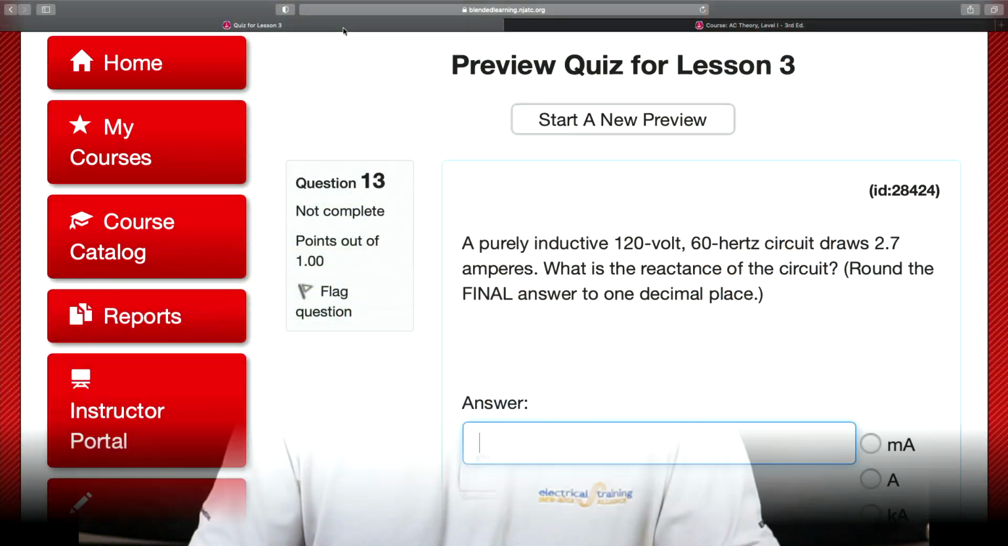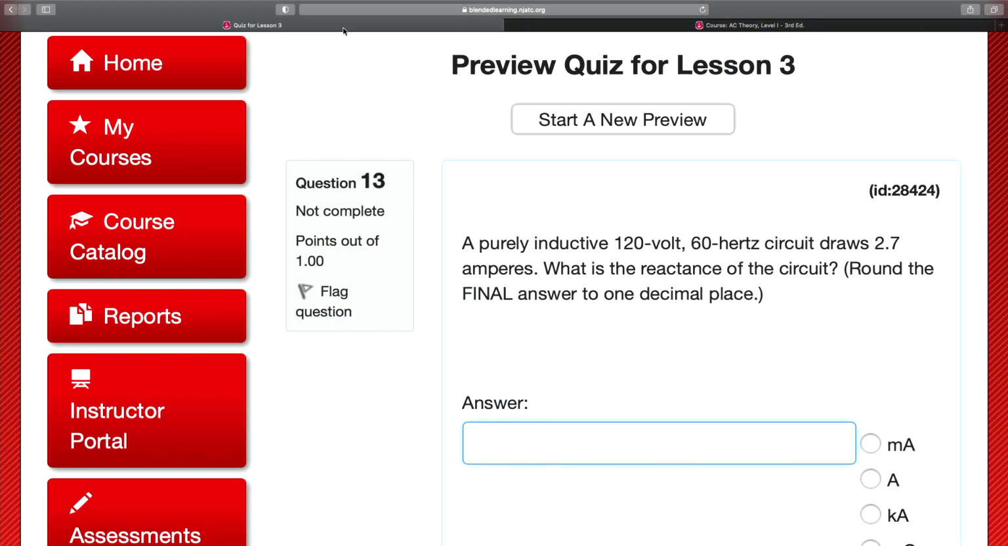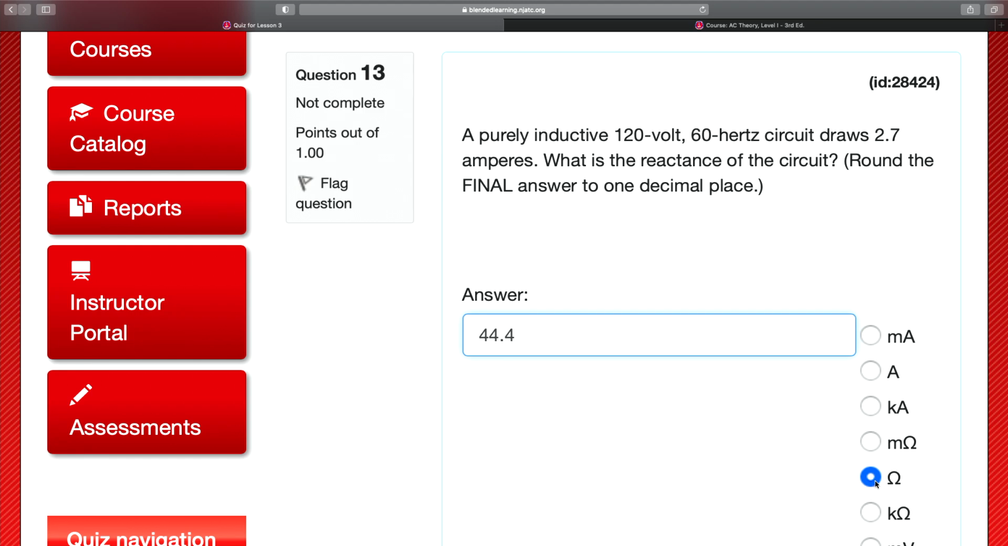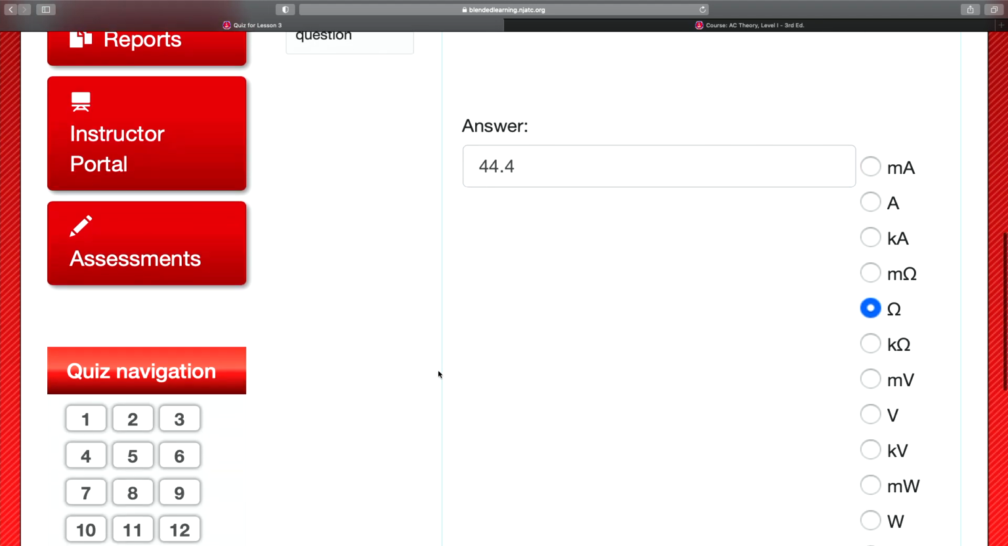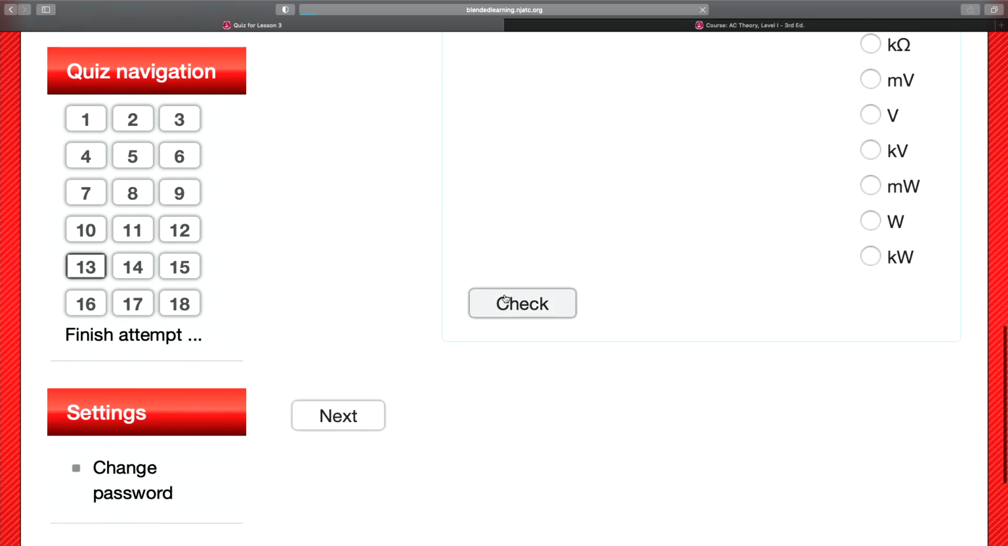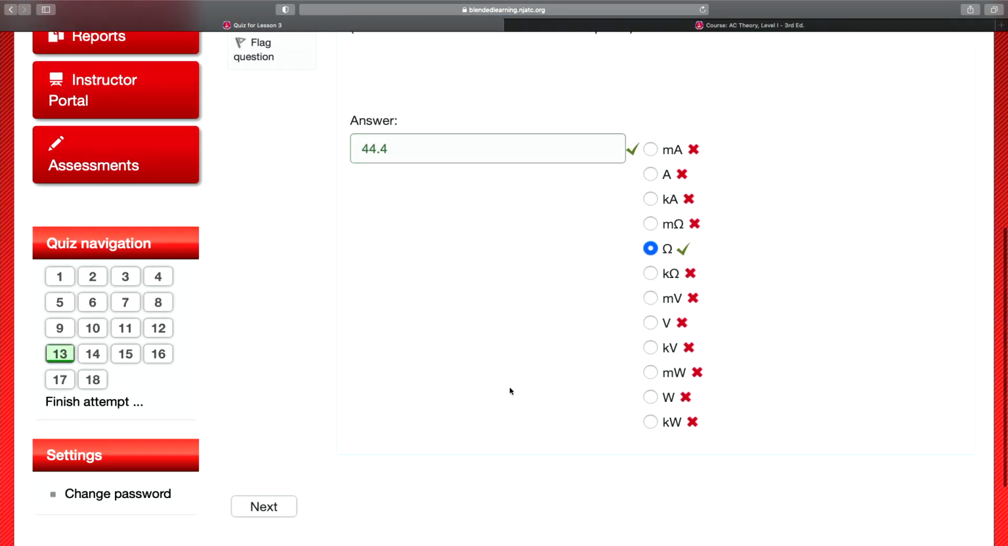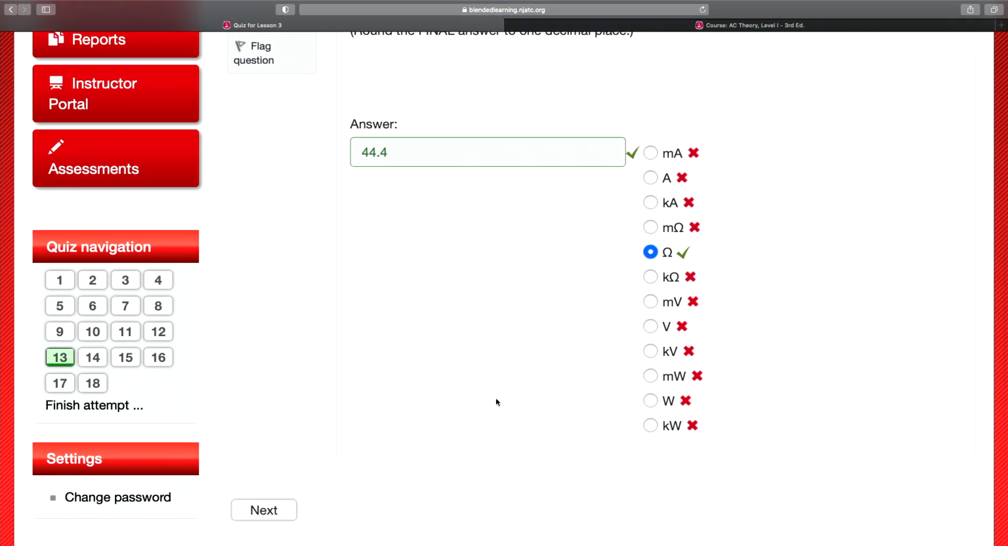On your calculator, it comes out to be 44.4 ohms of inductive reactance. Then we enter that into our answer. And remember, do not forget to select the correct measurement of ohms. If I check that answer, you can see it came in correct.